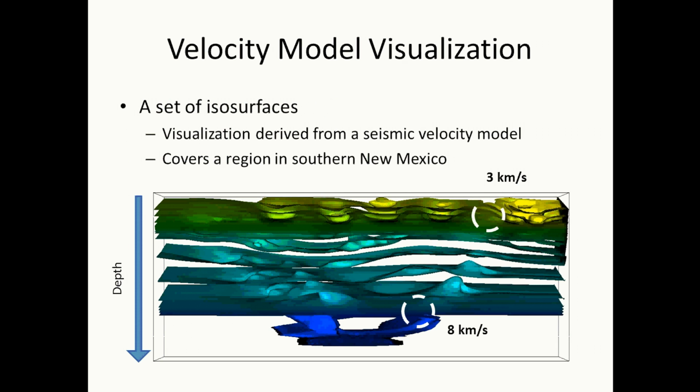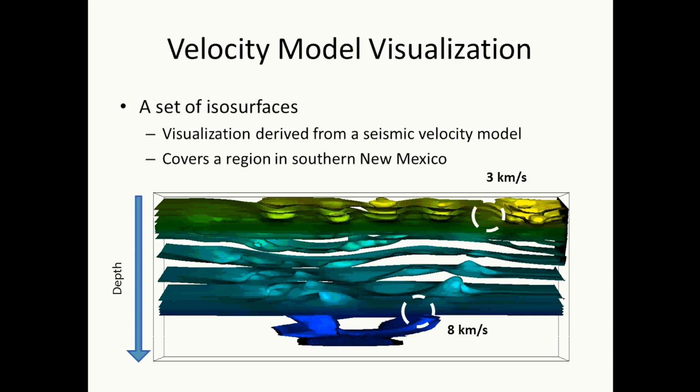The presented rendering is a visualization of a seismic velocity model, covering a subterranean region in southern New Mexico. The rendering technique employed is isosurfaces, which highlights regions containing the same value. That is, every point along a slice or surface contains the same value. The surfaces are drawn at constant intervals, so this visualization is nice for identifying rapid changes in value, which are indicated by surfaces in close proximity.